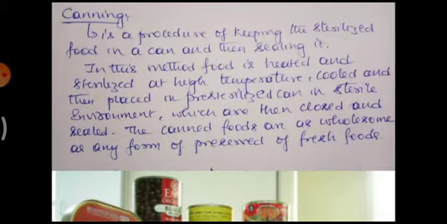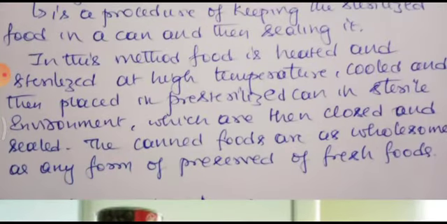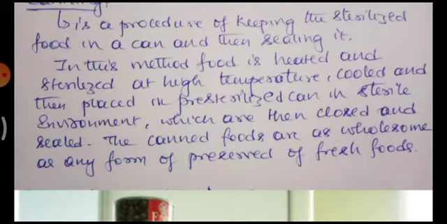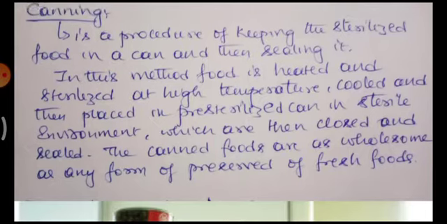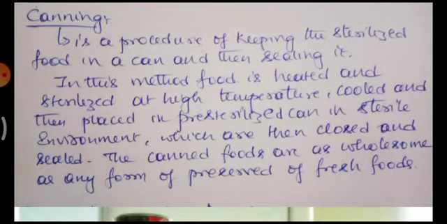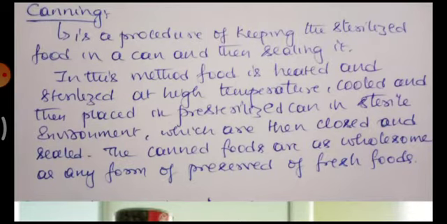Next is canning. It is a procedure of keeping the sterilized food in a can and then sealing it. In this method, food is heated and sterilized at high temperature, cooled, and then placed in a pre-sterilized can in a sterile environment. Here you should observe that we are using high temperature, that is going to kill the microorganisms, and then the heated and cooled sterilized food is stored in a pre-sterilized can. The can should also be in a sterilized condition, and after storing we are going to seal it.